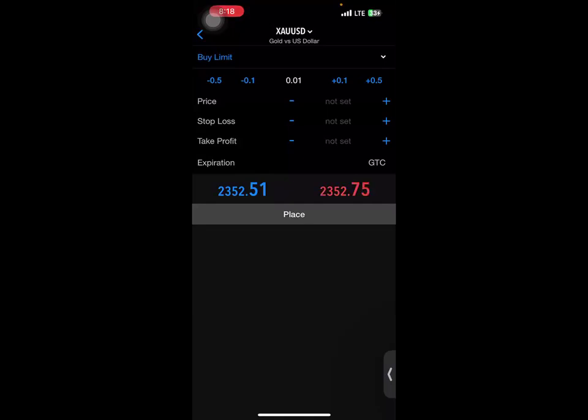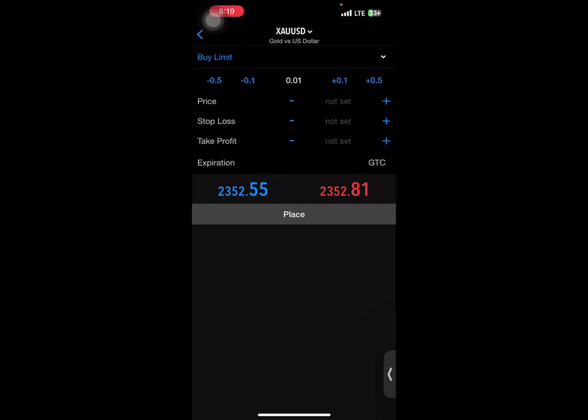Amazing. So this one is for a buy now. For buy limit, I'm going to be dropping the trade idea again. So we want to buy limits on gold.